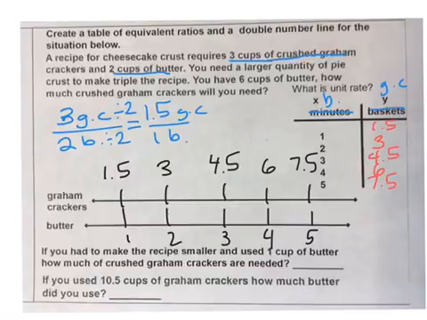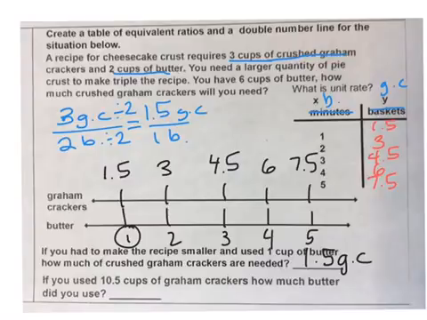If you had to make the recipe smaller and used 1 cup of butter, how much of crushed graham crackers would you need? So if you look here at 1, then it would be 1 5/10 cups of your graham crackers. If you use 10 5/10 of graham crackers, how much butter would you need?